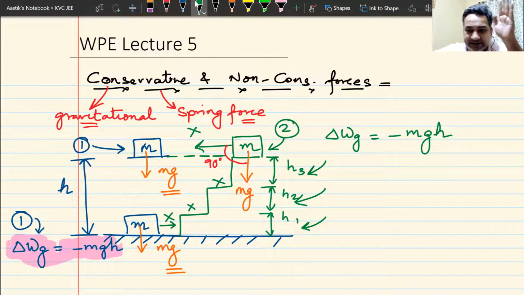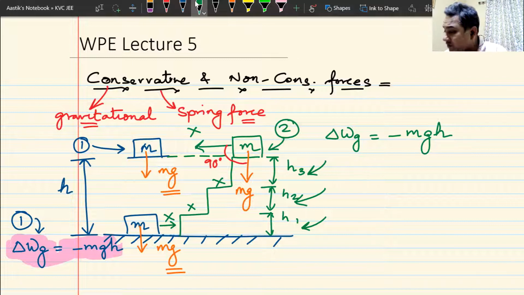I take it in a zigzag path, or for that matter, I take it in any path. I'm not going to illustrate the other parts. If I'm going to take this block from A to B, from lowest point to the highest point in any path, the work done is always going to come same. It will never change. Work done by this force, which is gravitational force, will always come same.